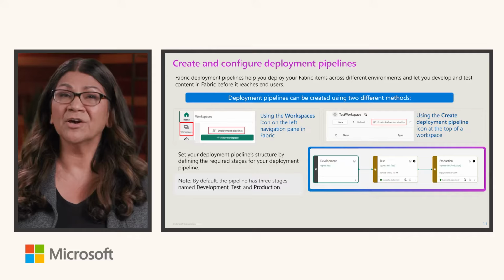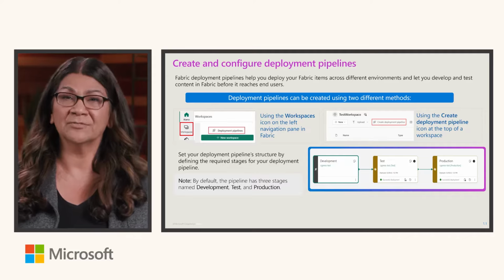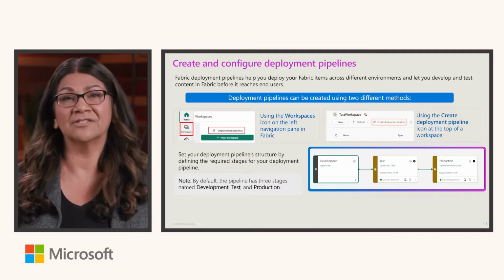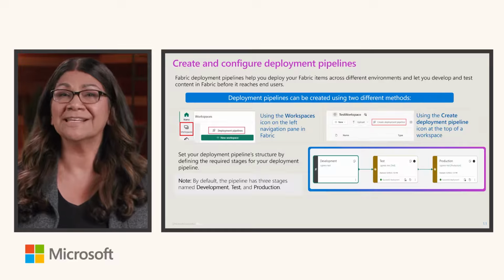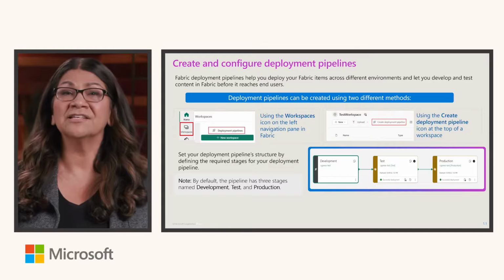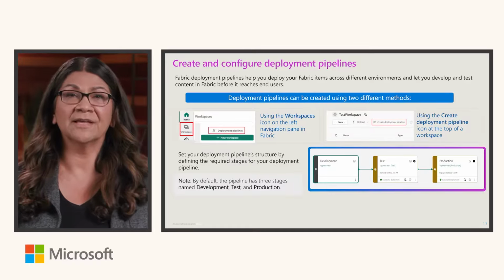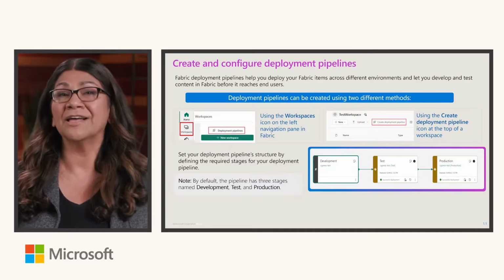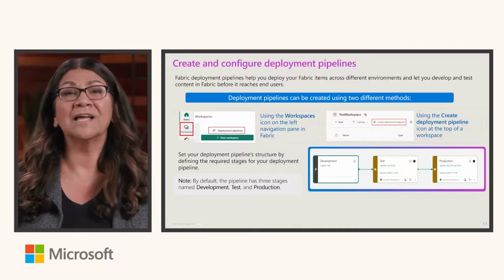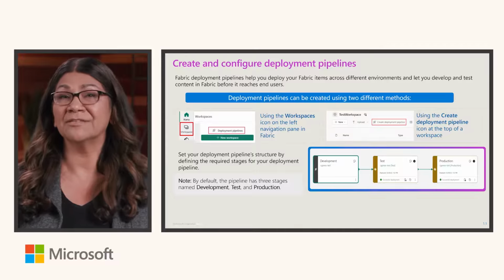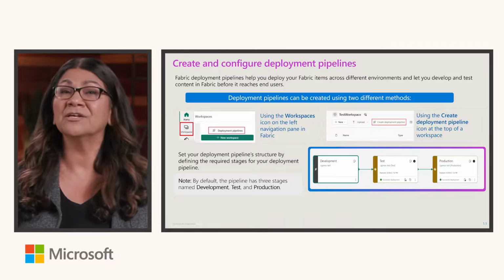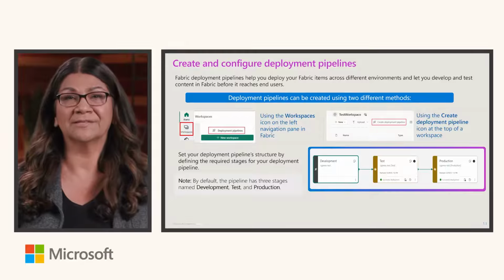You'll also need to know how to review deployment history, compare content between stages, and create deployment rules to maintain configuration consistency, such as pointing semantic models to the correct databases in each stage. Finally, be aware that after initial deployment, gateway mappings to data sources must be configured manually, and subsequent deployments won't reset these mappings.